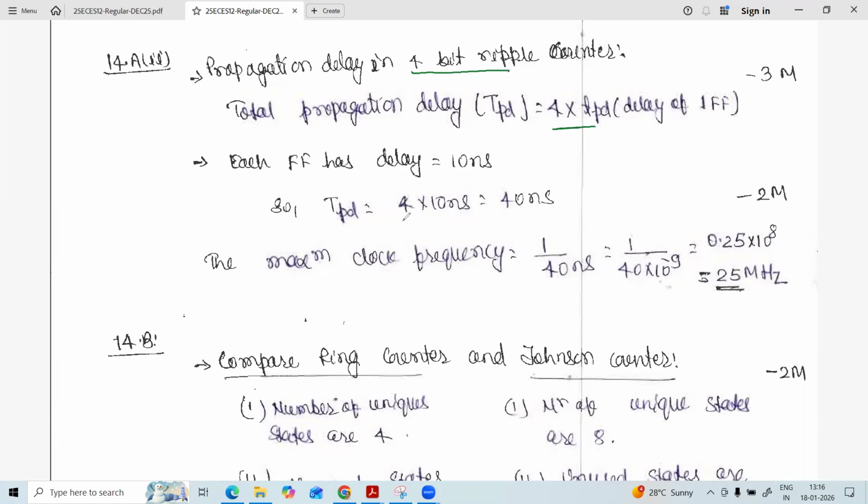So finally, total delay is 4 into 10 nanoseconds, that is 40 nanoseconds. And time period is the inverse of the frequency, so f equals 1 by T. On the basis of that, it is calculated. So finally, we have 25 megahertz maximum clock frequency. Okay, so these are not difficult, but still people have not answered properly.